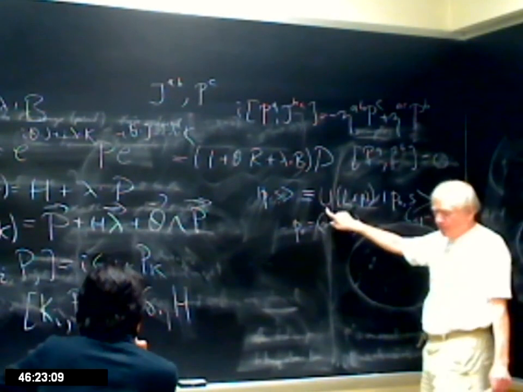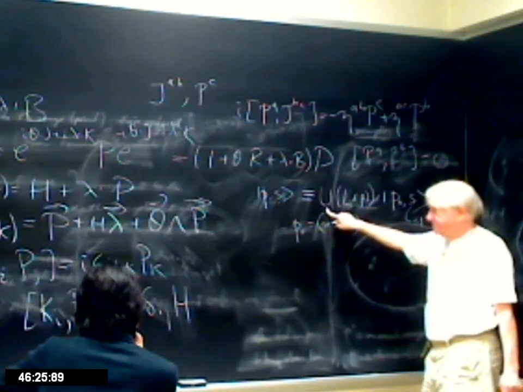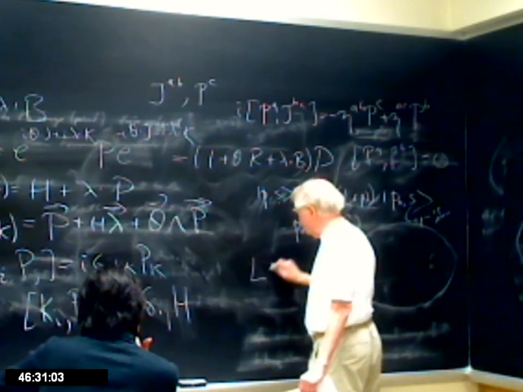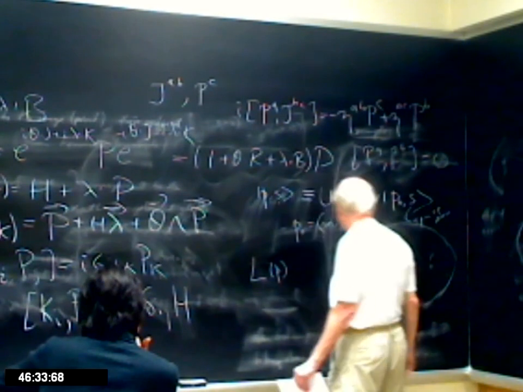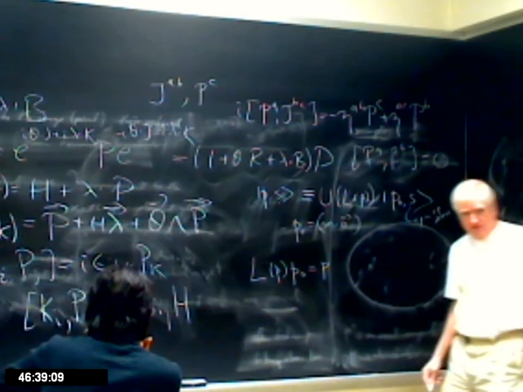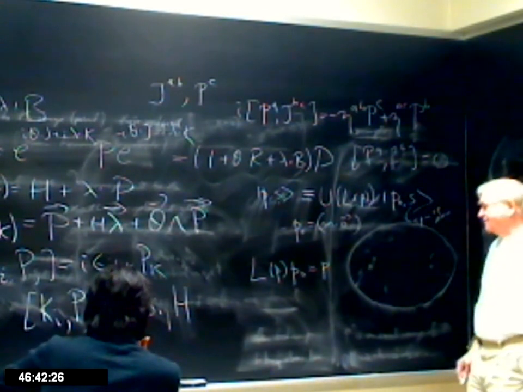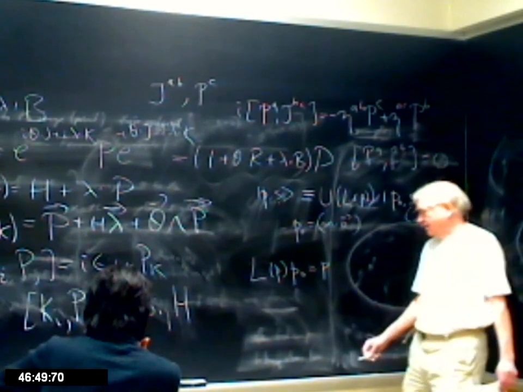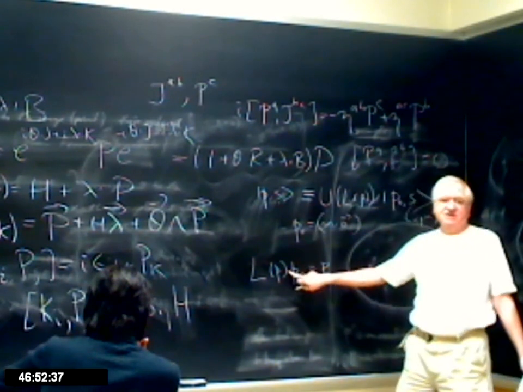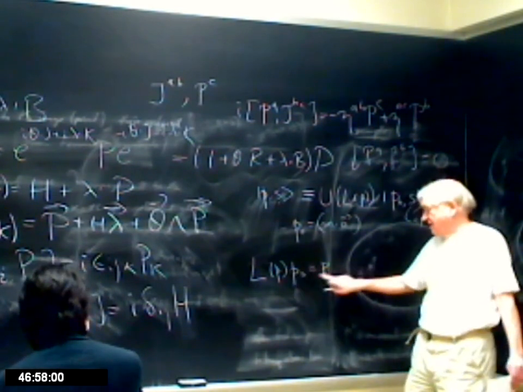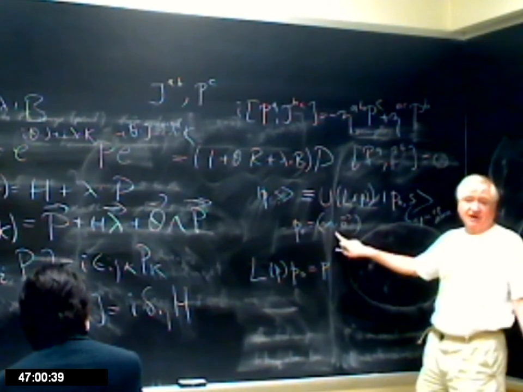What is U? U is a unitary operator that represents, in Hilbert space, a certain Lorentz transformation. And L of P is a standard Lorentz transformation that takes P0 to P. Now, there are many Lorentz transformations that take you from P0 to P. In particular, you can stick any rotation in front of the L of P, and it will still take you from P0 to P because P0 is invariant under rotation.